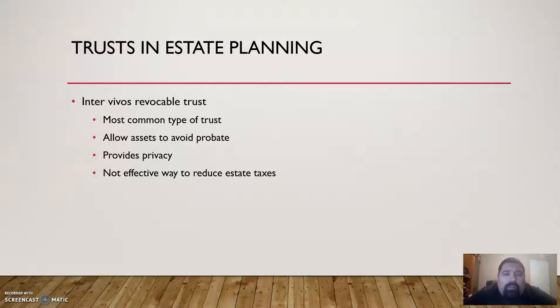Now we'll go over different types of trusts used in the estate planning process. Right, different types of trusts. Why are they related to estate planning, or why are they beneficial to estate planning? An inter vivos revocable trust. It's one of the most common types of trust. It actually allows us to avoid probate with the assets, which can save us money in the long run, because, as I mentioned earlier, probate can be expensive. It also does provide a level of privacy, but however, it is not an effective way to reduce estate taxes.